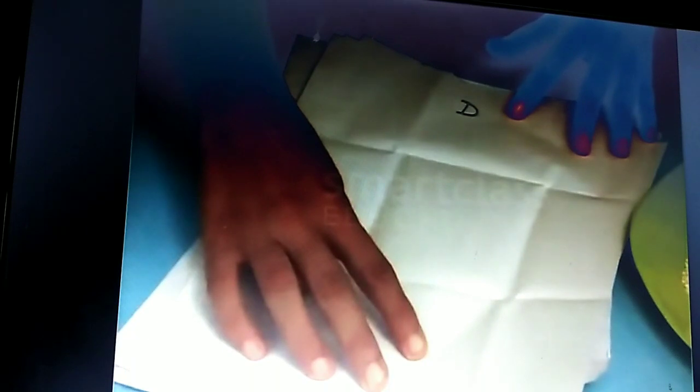Now straighten the papers and remove the food items from them. What do you observe on the paper pieces? Let us see. There is nothing on the paper A and paper B. There are some peculiar patches on the paper C. No, there is nothing on paper D also. Let us find out more about the patches on paper C.